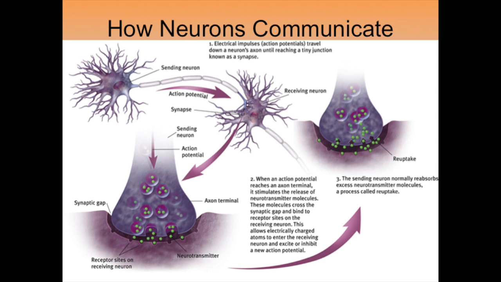So this is a diagram of this process. The sending neuron has an action potential, and then out the knob-like ends of that neuron flow these neurotransmitters, which cross the synaptic gap. They bind to receptor sites on the receiving neuron. Tiny gates or channels open on the receiving neuron, and those neurotransmitters then cause either an excitatory or inhibitory response. And then immediately the gates close and the sending neuron reabsorbs, in a process called reuptake, the neurotransmitters that are left in the synaptic gap.